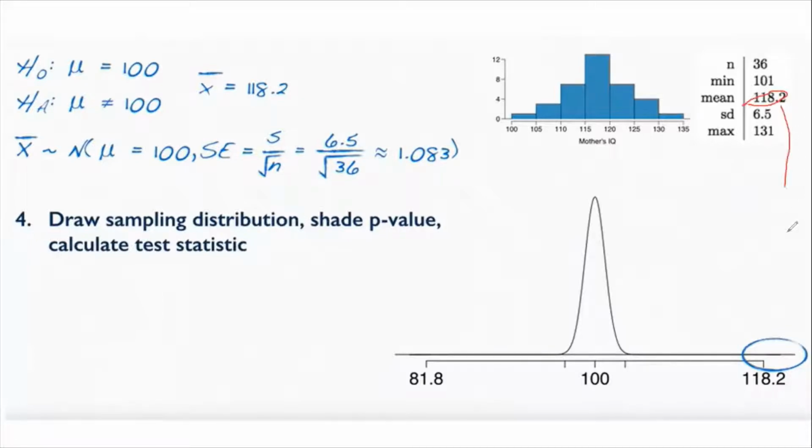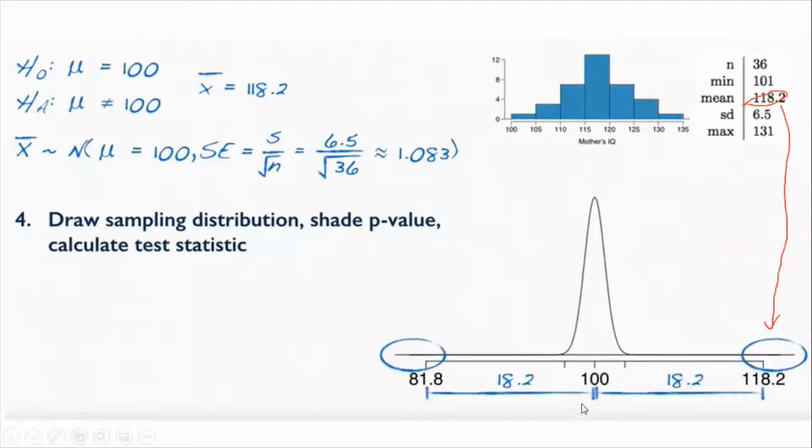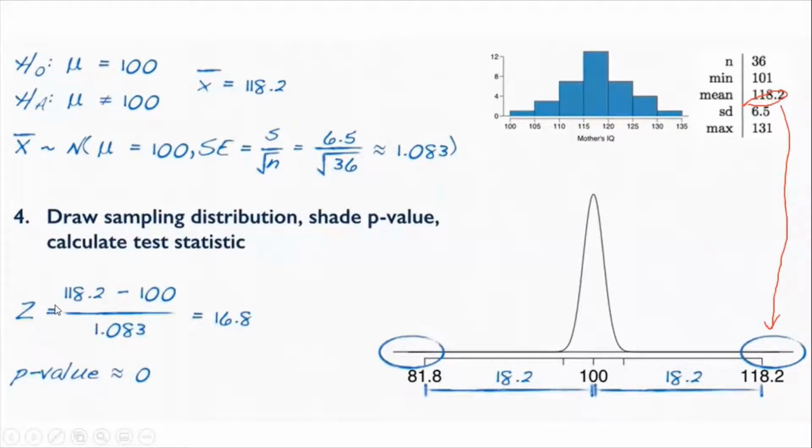Our mean is 118.2, but we need to calculate the test statistic. So why don't we calculate the test statistic? And if we draw the standard normal distribution, which is 0, 1, 2, and 3, our z-score is 16.8, so it should be way out here, right? Which is basically saying that the p-value is very close to 0.